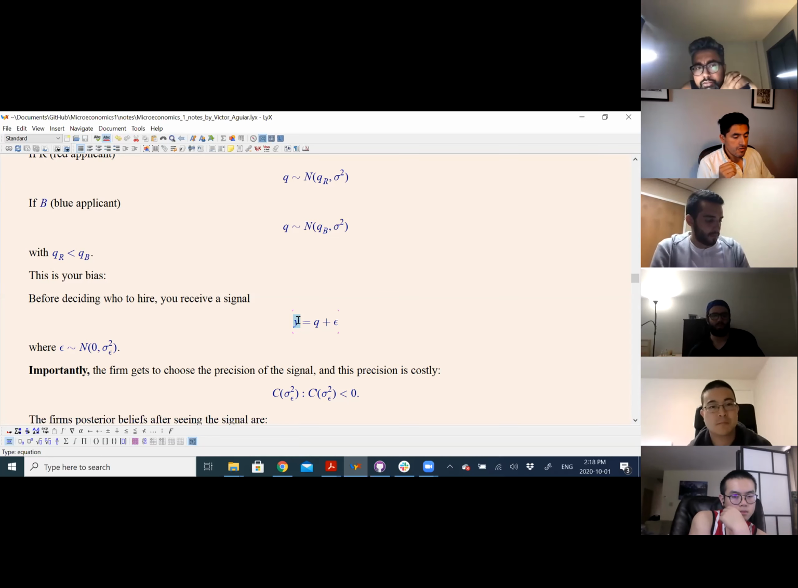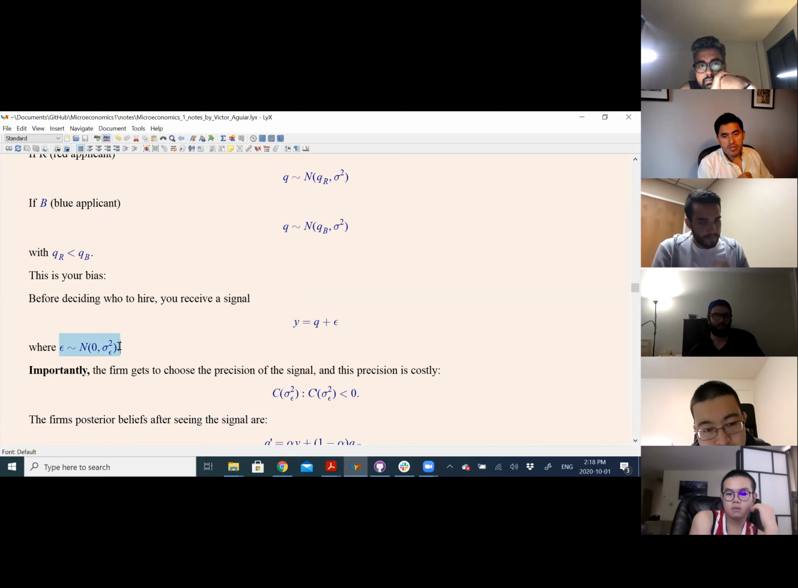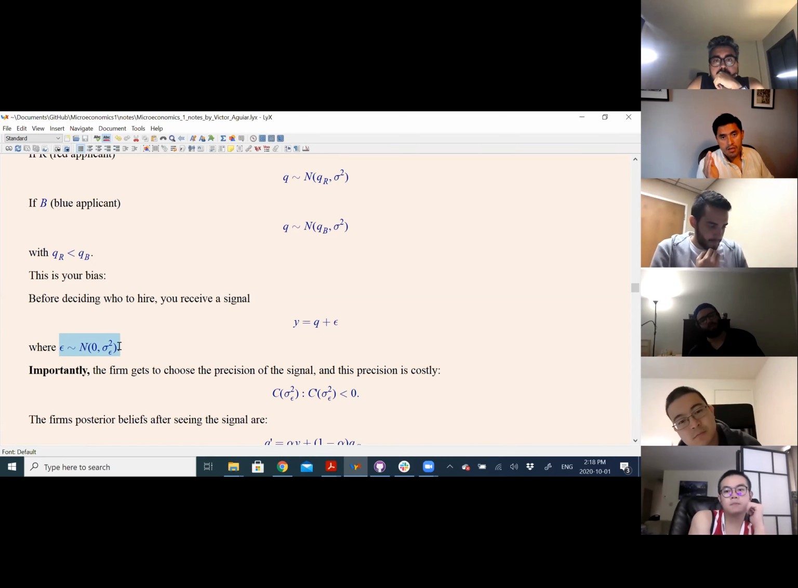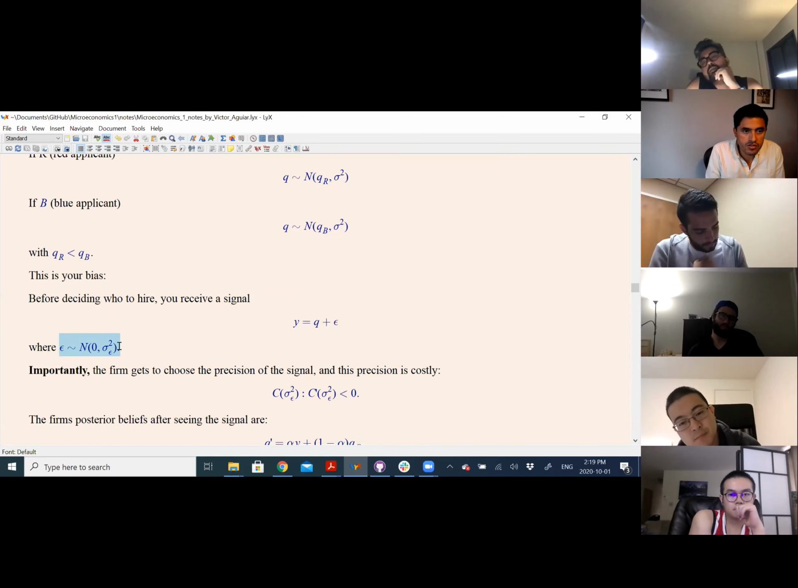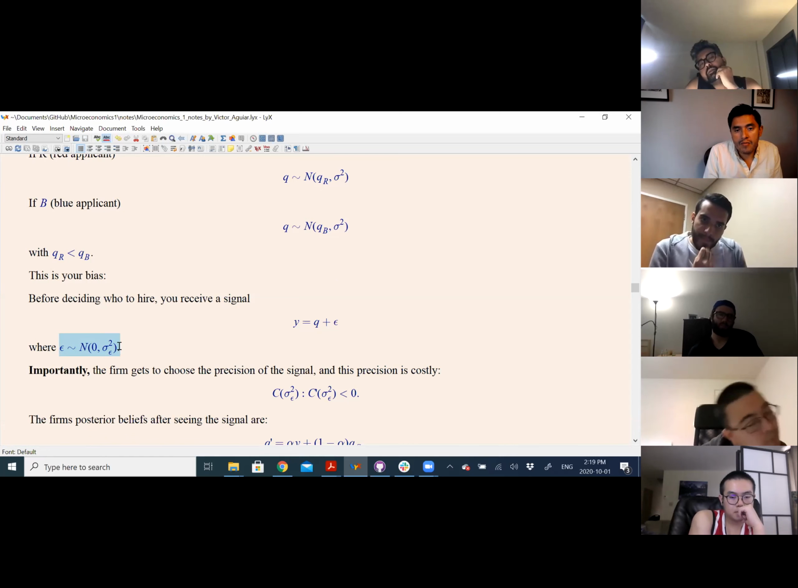Is the variance of the error term the same as the variance of the blue and red? Sigma epsilon is a choice. Remember, this is how much you want to pay attention to the CVs. Sigma is something in nature, in the market. Sigma is the actual variance of the market, a priori information. This is not something that you choose. So sigma is a parameter, if you want. Sigma epsilon is a variable. Got it?